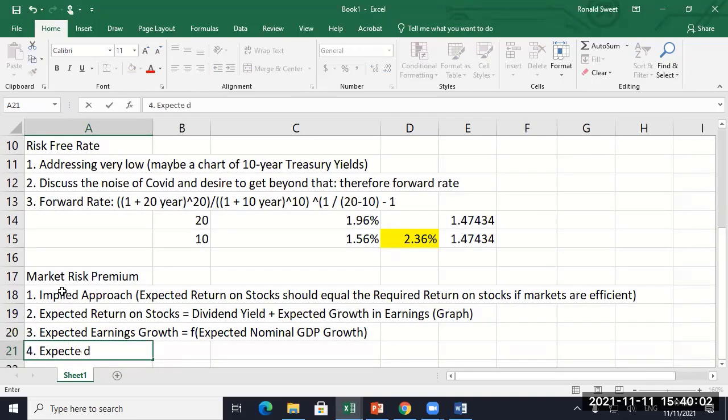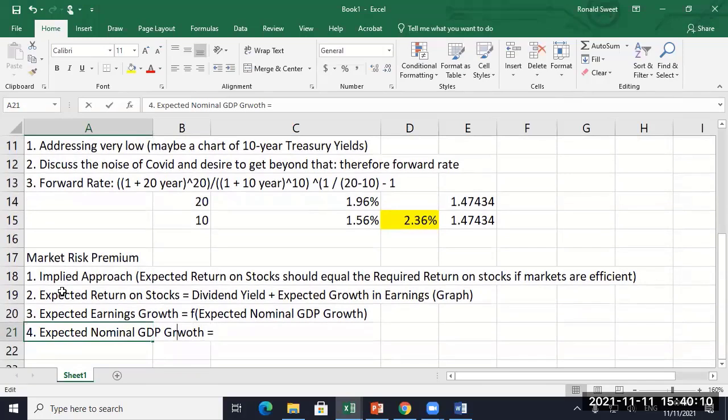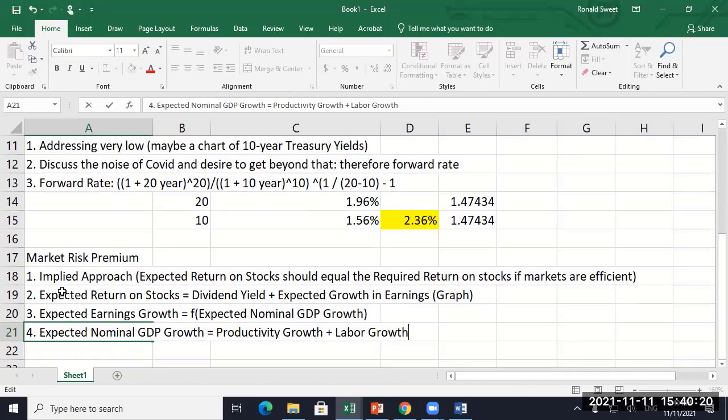Expected nominal GDP growth. Anybody remember that formula? What are the components there? Productivity growth plus labor growth. I should have the word expected before that, but plus inflation.